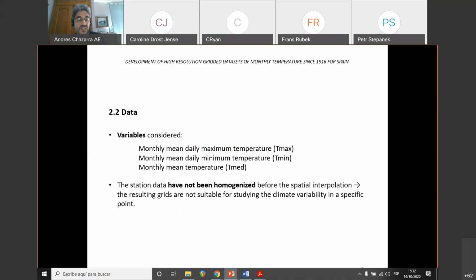And we have to say that the station data have not been homogenized before the spatial interpolation. So we think that the resulting grids are not suitable for studying the climate variability in specific points. But we think that they are useful for climate monitoring in big areas or the whole country. Because in bigger areas, the inconsistencies of the data frequently cancel out each other up to a certain point.